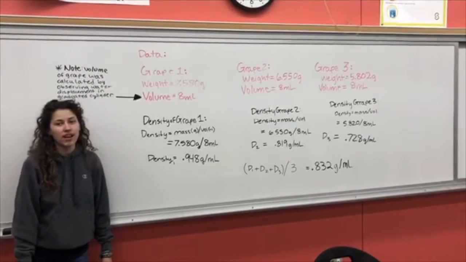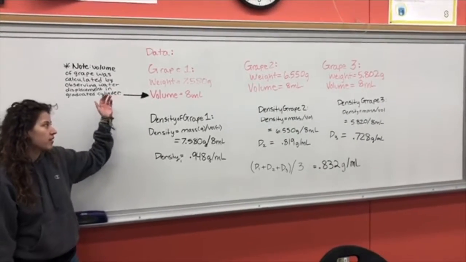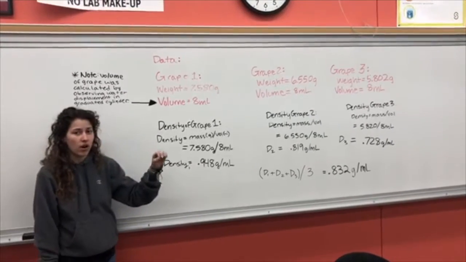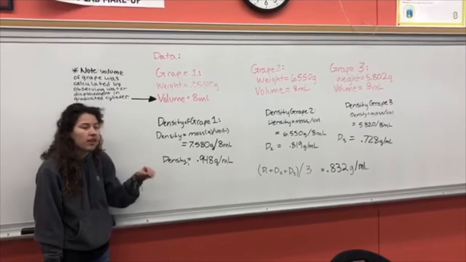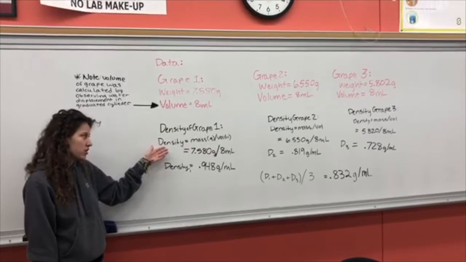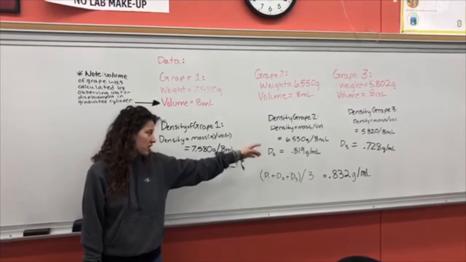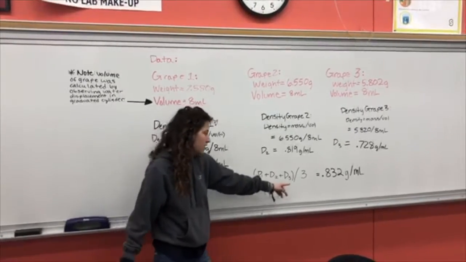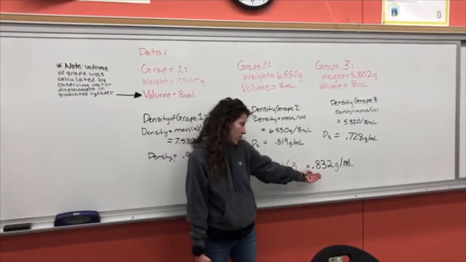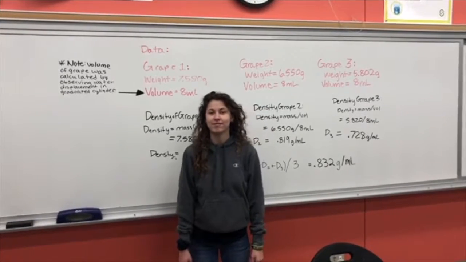So here we have all of the data for grapes 1, 2, and 3. So we have the weight that we calculated using our digital gram scale, and then we have the volume, which was calculated by observing at eye level the water displacement in milliliters once we put the grape in a graduated cylinder. So we take those values and we put them into the density equation of mass divided by volume to get a density for grapes 1, 2, and 3. And then we take all the densities and we divide it by 3 to get an average. And then we conclude that the density of a grape is 0.832 grams per milliliter to answer the question to our experiment.